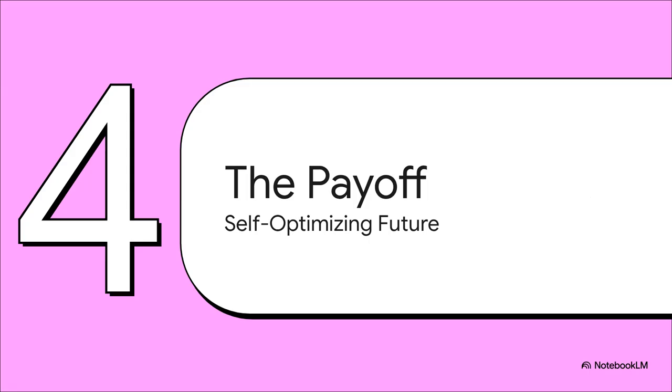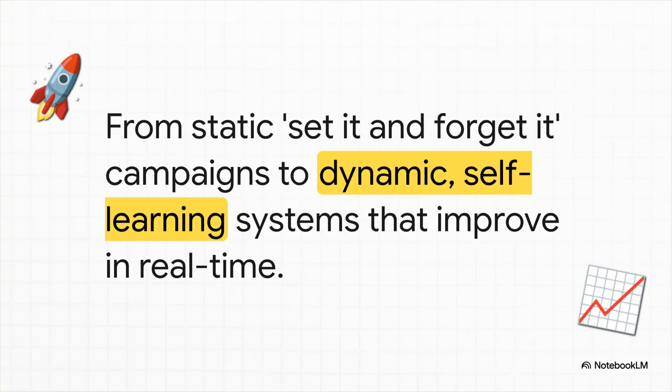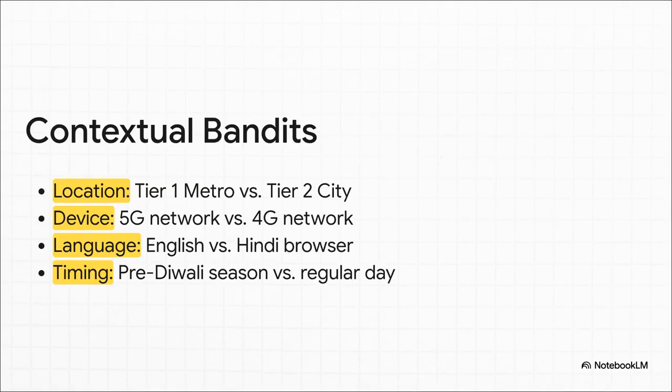And this whole brilliant idea really signals a massive shift in how marketing is going to work. We are leaving behind the world of static plans and entering a dynamic, self-optimizing future. You know, the old way was set it and forget it. You'd launch a campaign, wait a couple of weeks, and then look at a report to see what happened. The new way? It's a campaign that's alive. It's a self-learning system that gets smarter and more effective with every single click, every single conversion, every hour of the day.